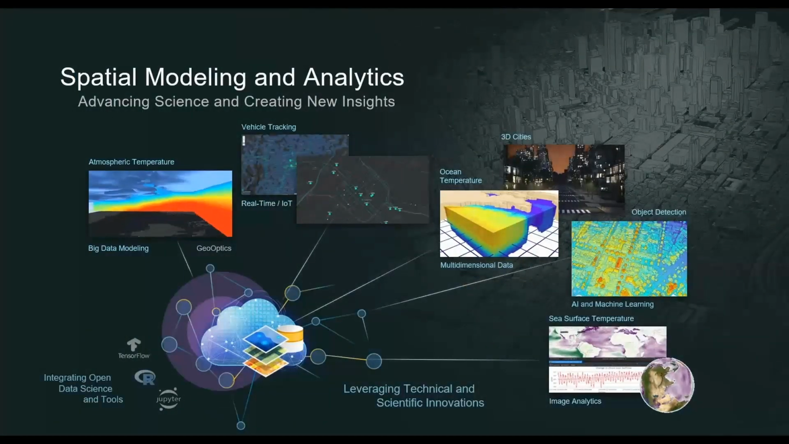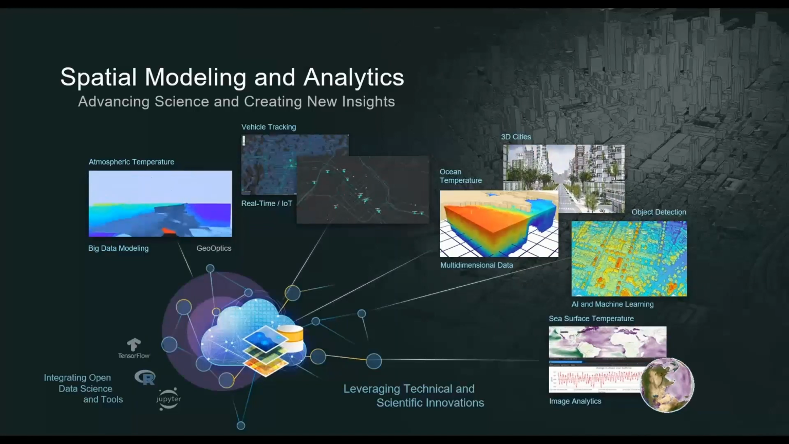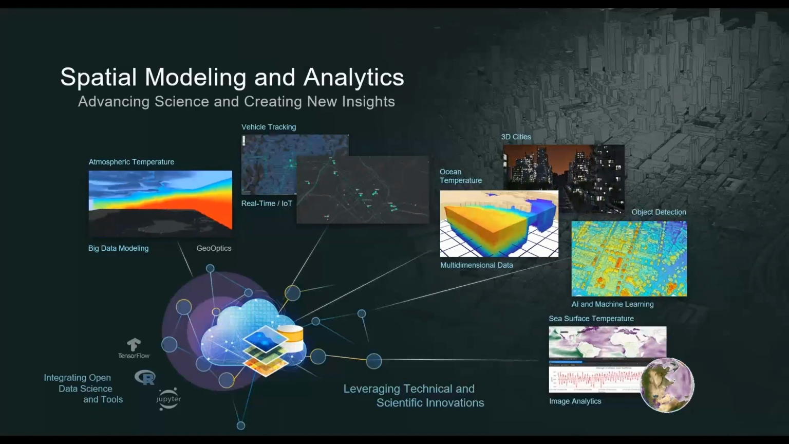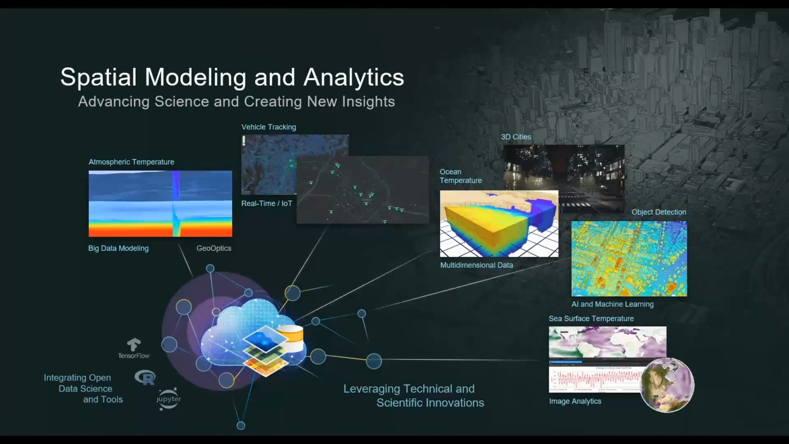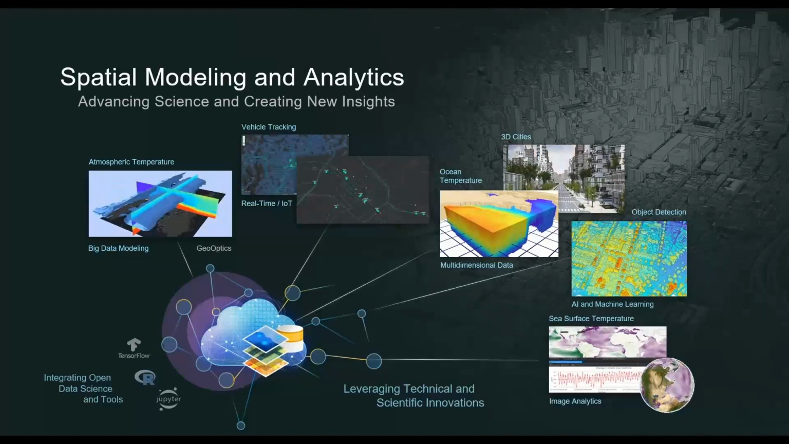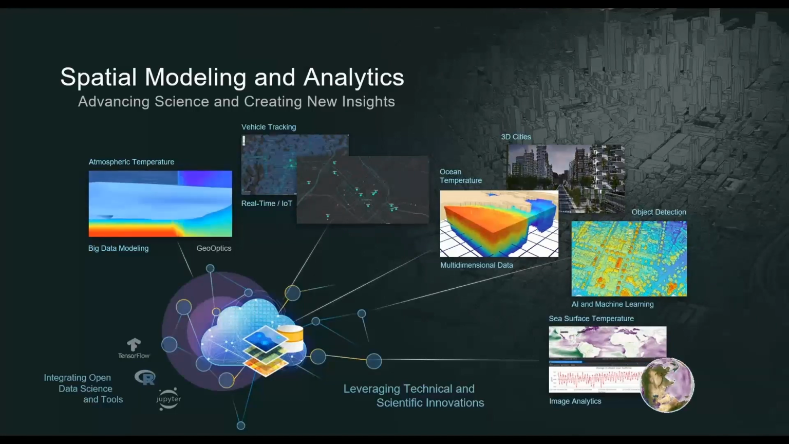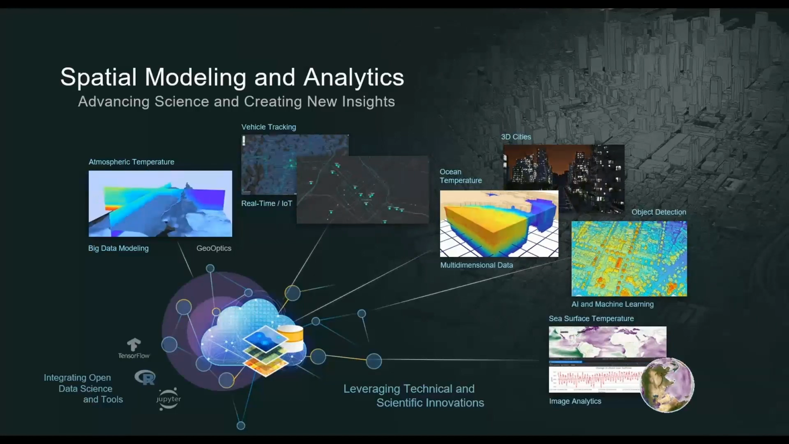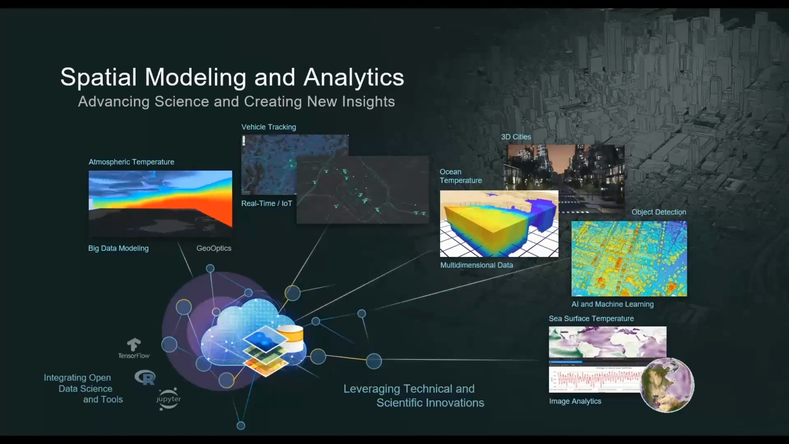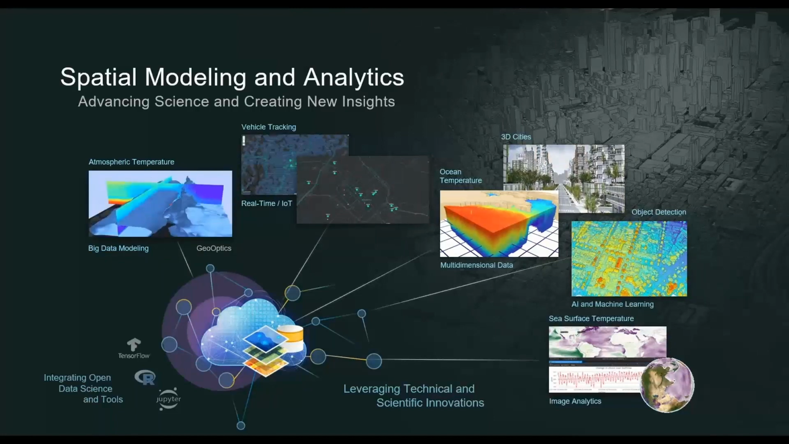And while GIS itself is advancing in spatial modeling and analysis, it's advancing so rapidly. It's creating whole new insights. For example, in big data in real time, looking at multidimensional data with voxels, looking at object detection using AI and machine learning, remotely sensed data coming from so many different sources. These are integrating and assisting people by leveraging the latest technology and being open to the whole world of open data science and all the new tools that are emerging across that community.